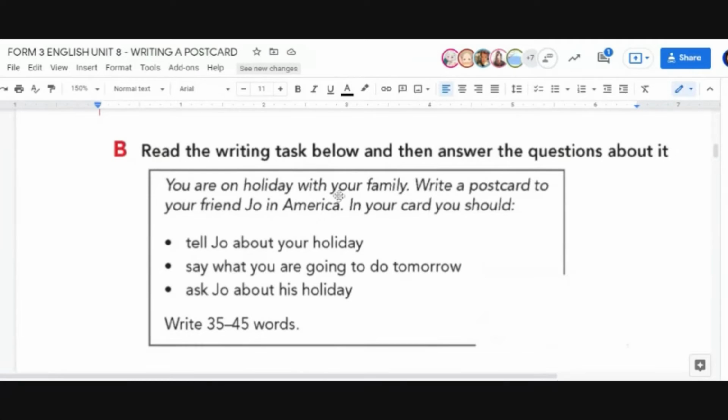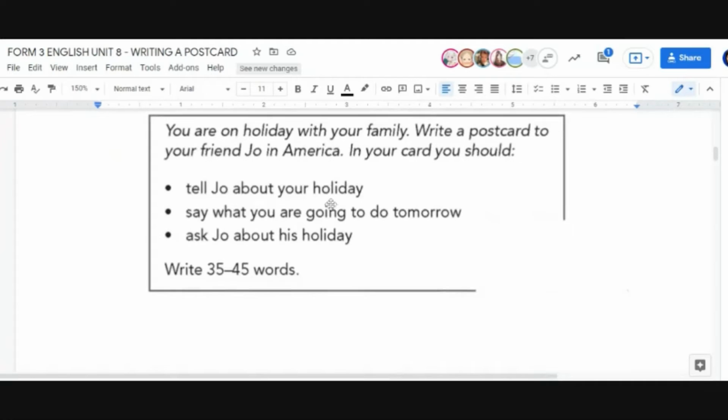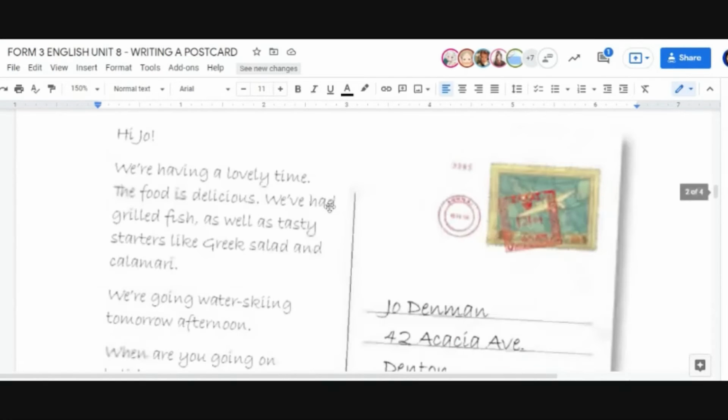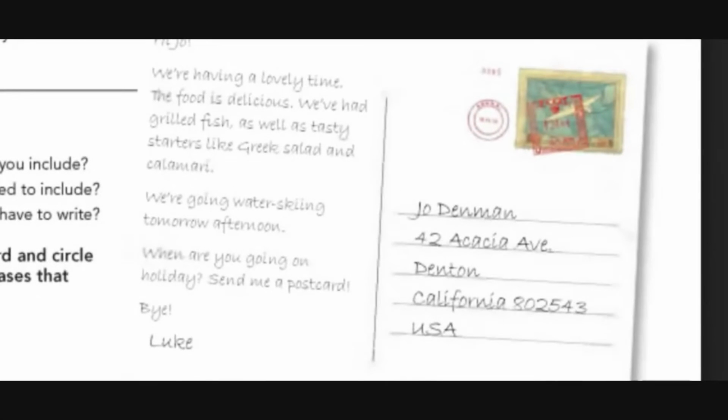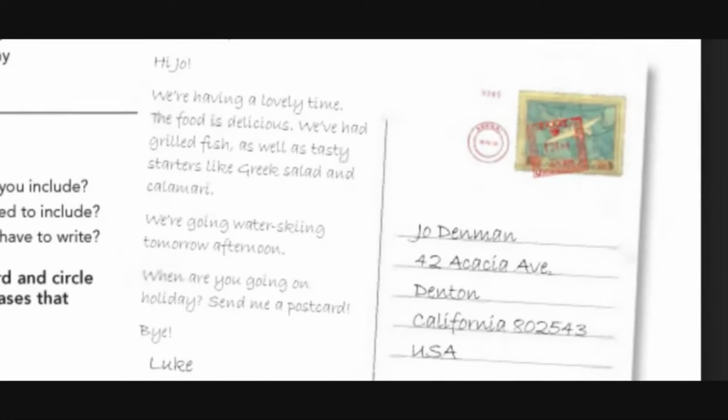You are on holiday with your family. Write a postcard to your friend Joe in America. In your card, you should tell Joe about your holiday. Say what you are going to do tomorrow. Ask Joe about his holiday. Write in between 35 to 45 words. So this is the example. You can see this in your textbook as well. All right, let's go through it very quickly.